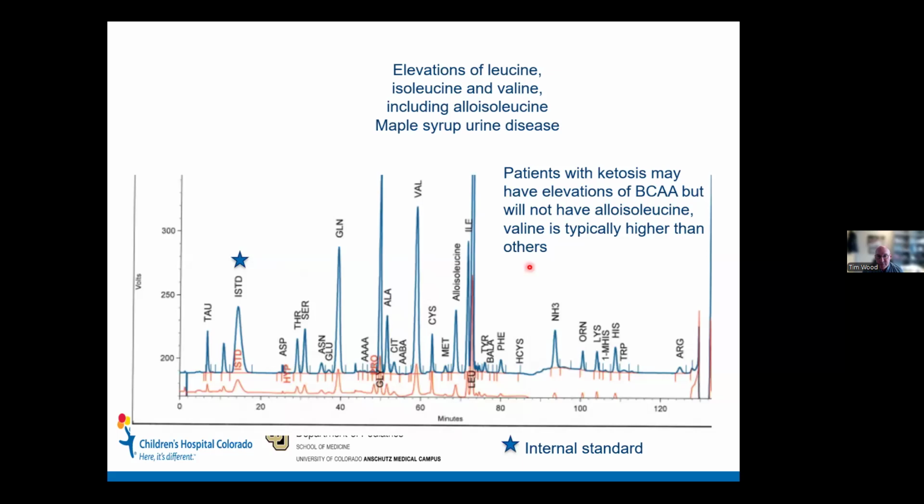The other thing that I've been taught is that the ratio of valine and isoleucine to leucine is different in ketosis from MSUD. I think about patients with MSUD as having a grossly elevated leucine peak, and valine and isoleucine will typically be lower, whereas in patients with ketosis, a lot of times valine is the most abundant of those three amino acids. And again, in ketosis, you don't see allo-isoleucine.